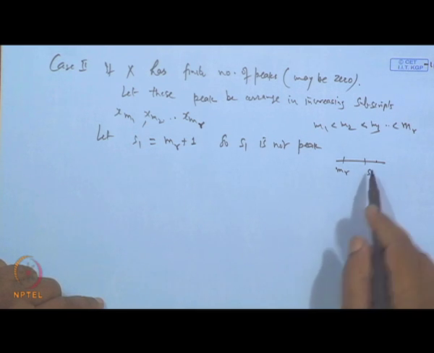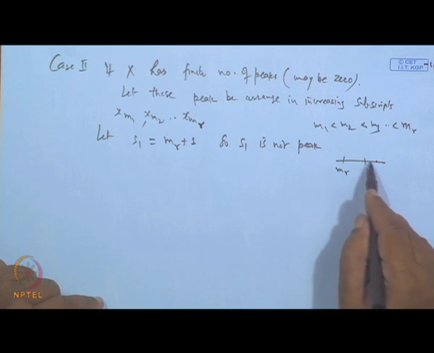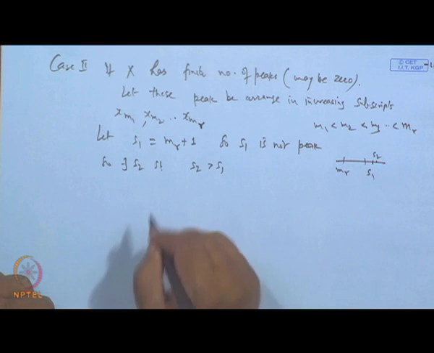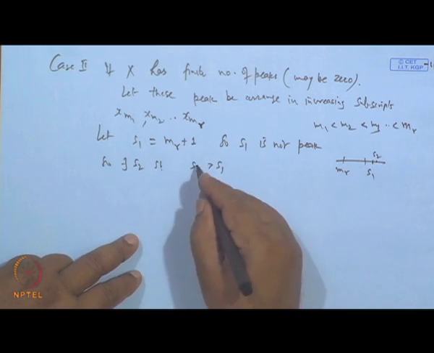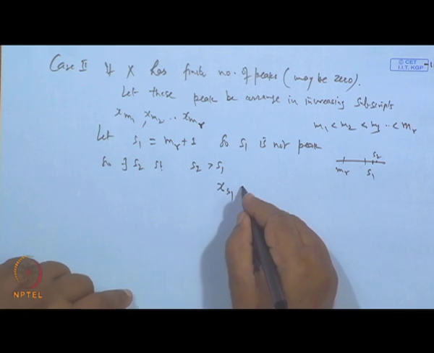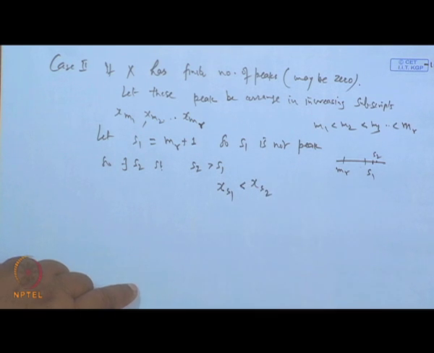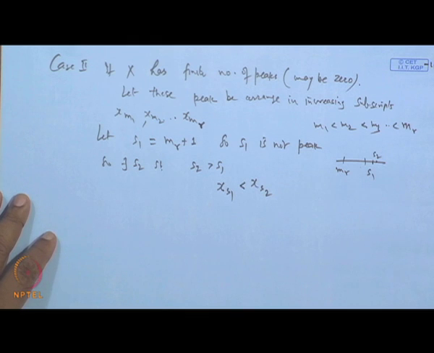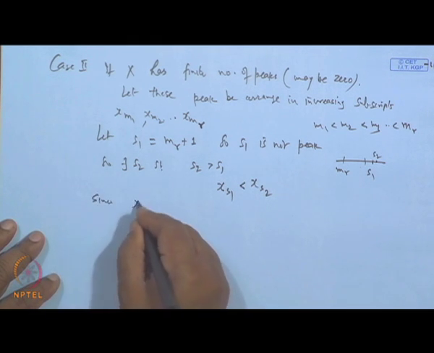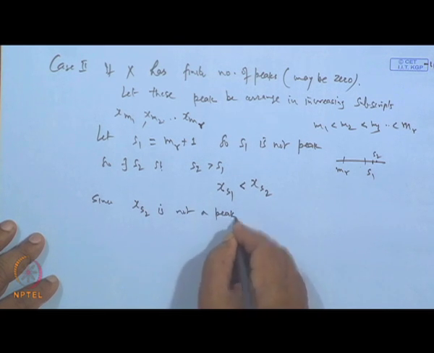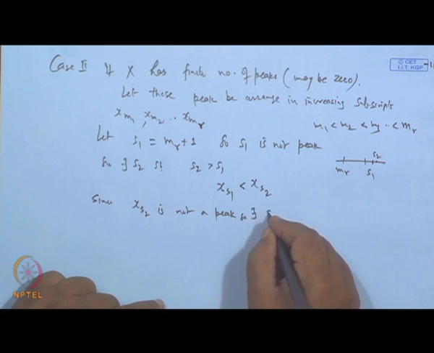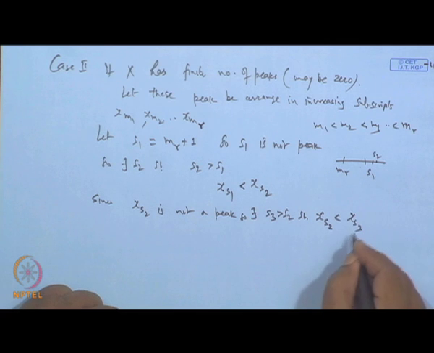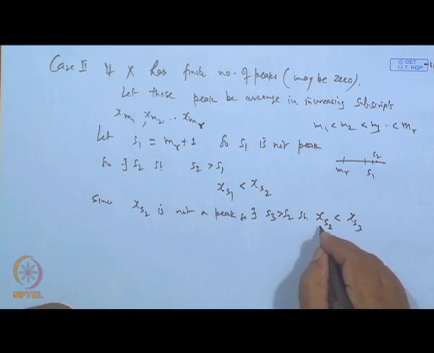Now, S 1 is not a peak, it means there exists an S 2 greater than S 1 such that x S 1 is less than x S 2, because S 1 is not a peak. Again, since S 2 is not a peak, there exists another term S 3 greater than S 2 such that x S 2 is less than x S 3. A term will be there which is greater than this, and we continue this.